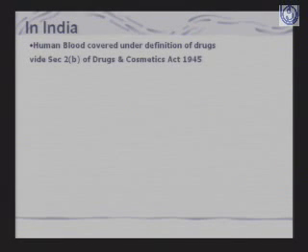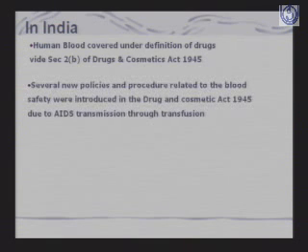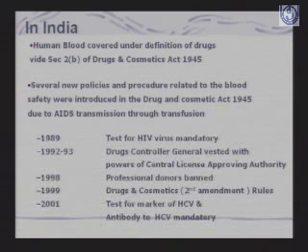In India, human blood is covered under the definition of drugs by Section 2B of the Drugs and Cosmetics Act 1945. Blood is also taken as a drug. Several new policies and procedures related to blood safety were introduced in the Drugs and Cosmetics Act 1945 due to AIDS transmission through transfusion, and that really led to a lot of amendments in our act.